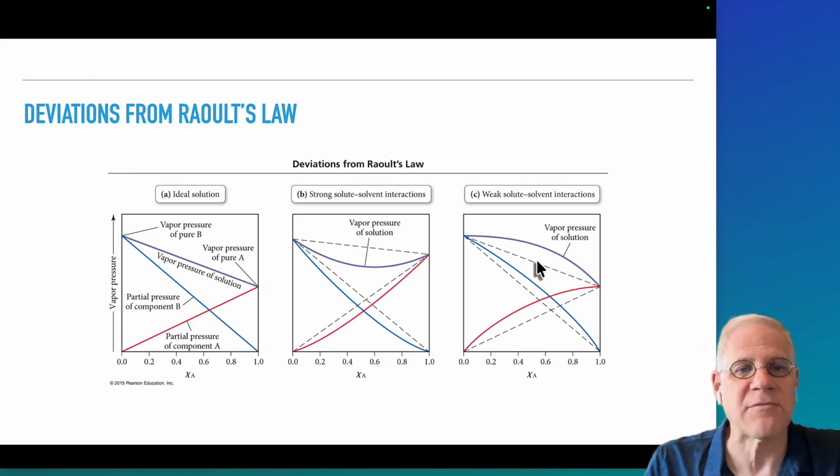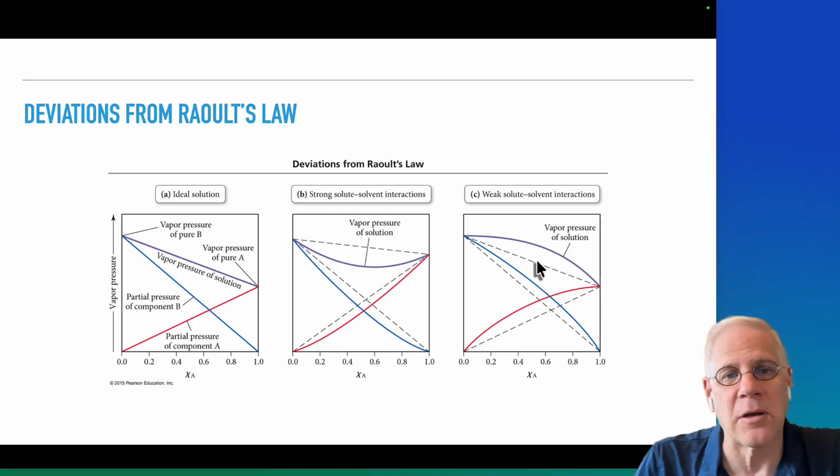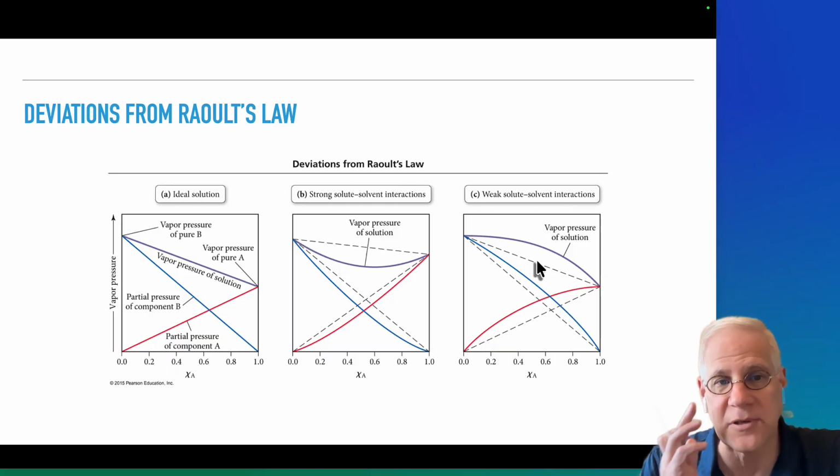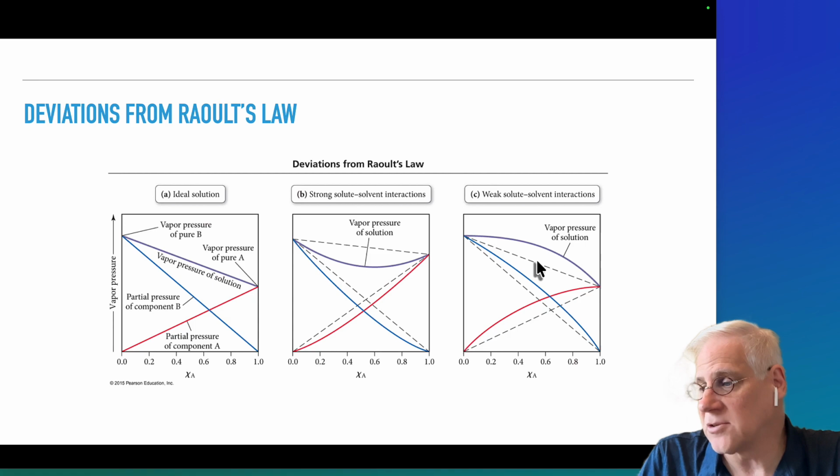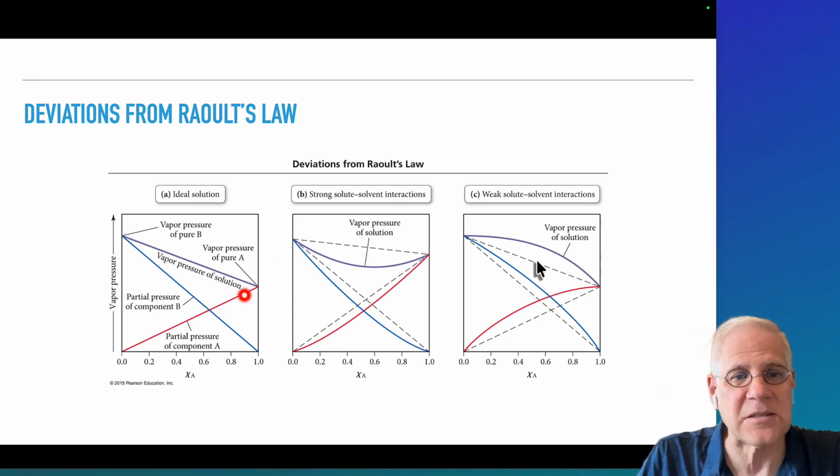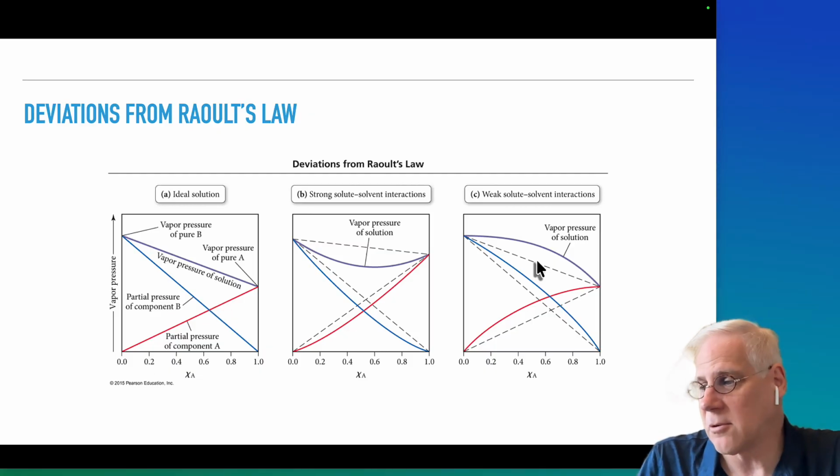Now, we can deviate from Raoult's law if you start going outside of an ideal solution. And this is based on strong solute-solvent interactions. If you have an ideal solution, you can see everything is nice and linear. Vapor pressure of pure A, pure B. This would be primarily for two liquids that come together.